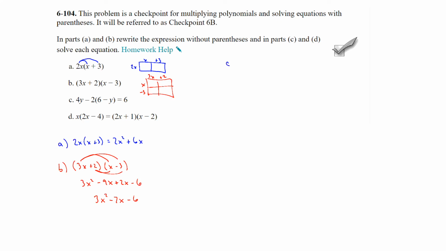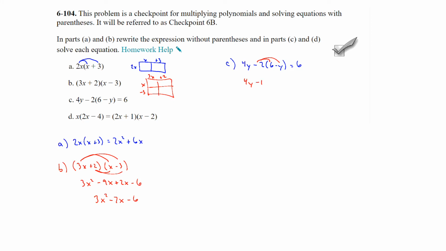All right, we're going to move on to part C. Now on this one, it says in parts C and D, we want to just solve the equation. So in A and B, you are simplifying an expression, and in C and D, you're solving. So we have 4y minus 2 times 6 minus y is equal to 6. So we have to be careful. We are going to use the distributive property again, but we are distributing a negative number.